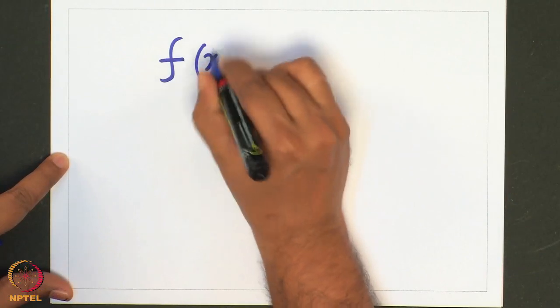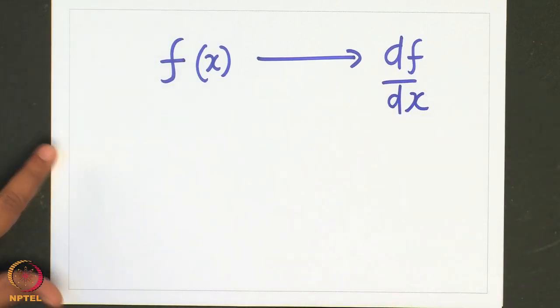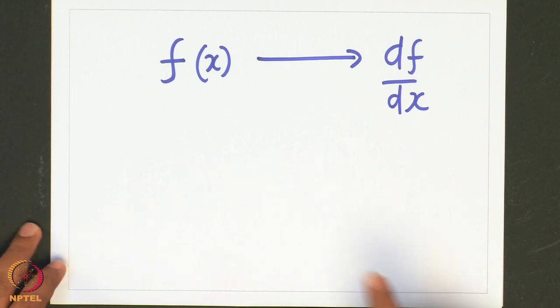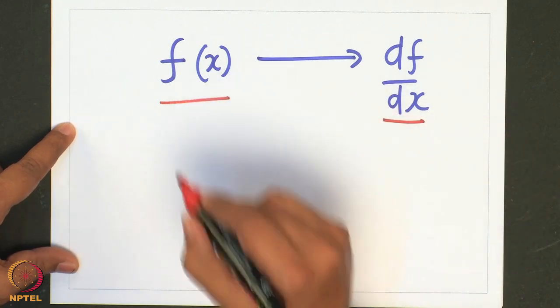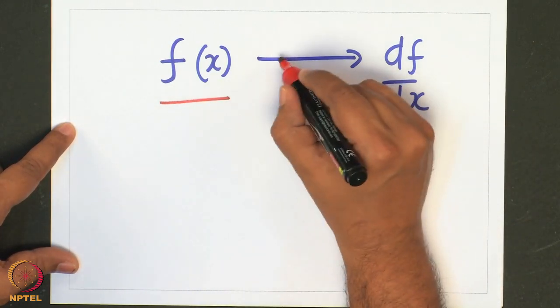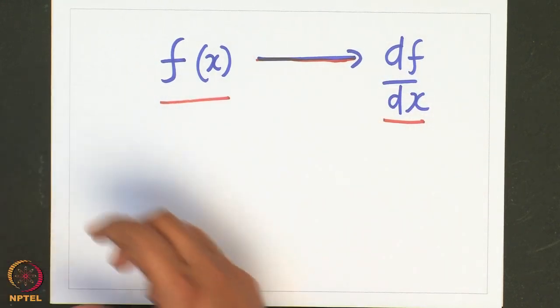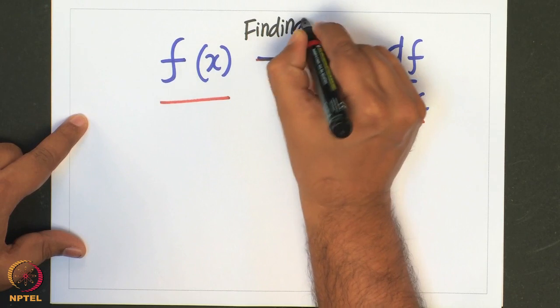So, to understand this, let us recollect what we knew. We knew the function f of x, and we calculate the slope df by dx. This is what we call differentiation, which is finding derivatives. So, this is the derivative. Now, we are asking the opposite question. This arrow we know how to do; this is finding the derivative.